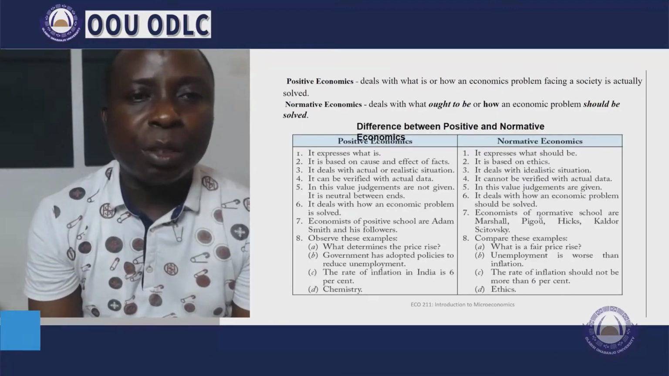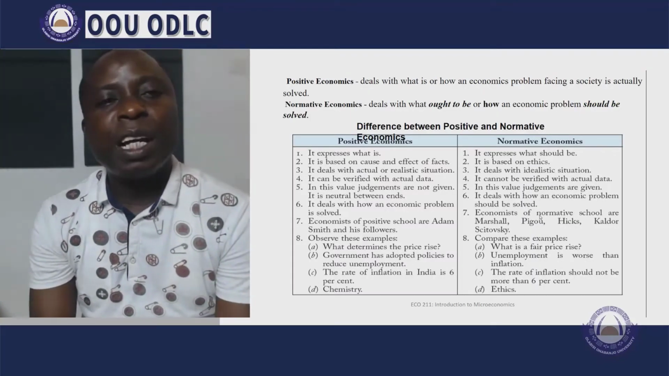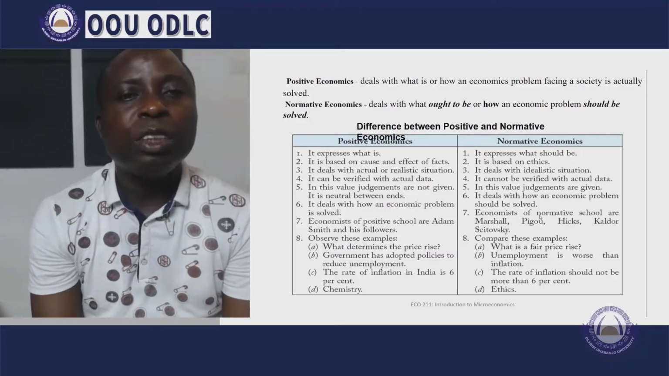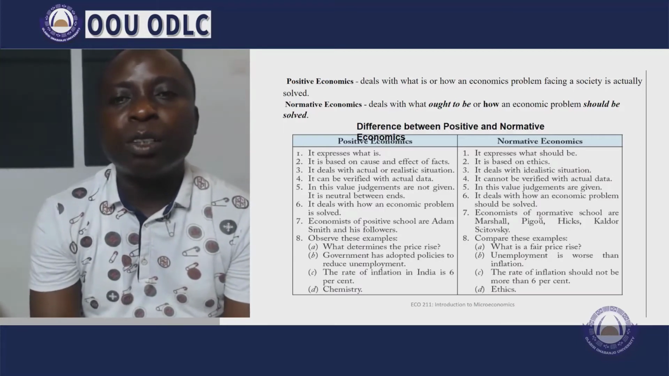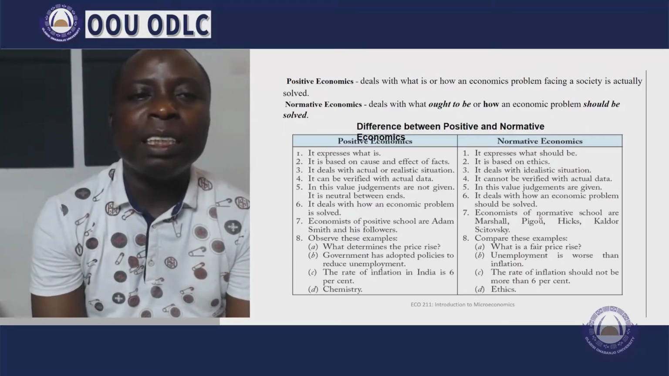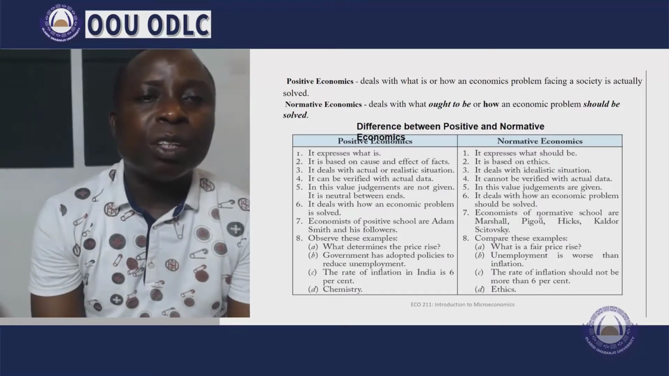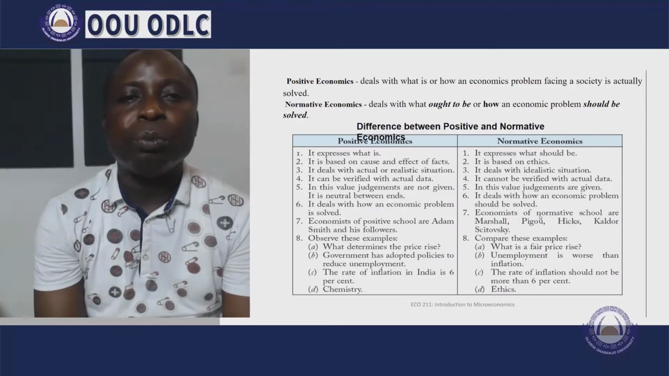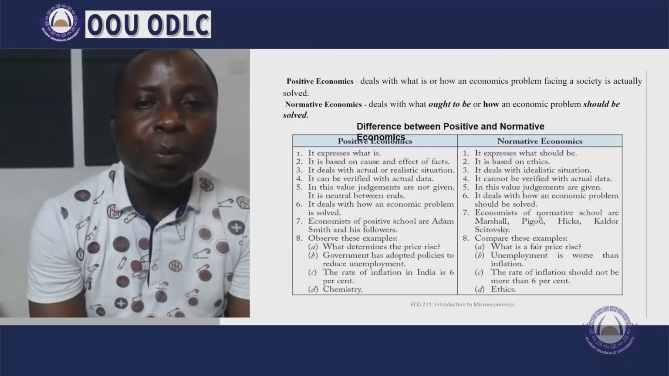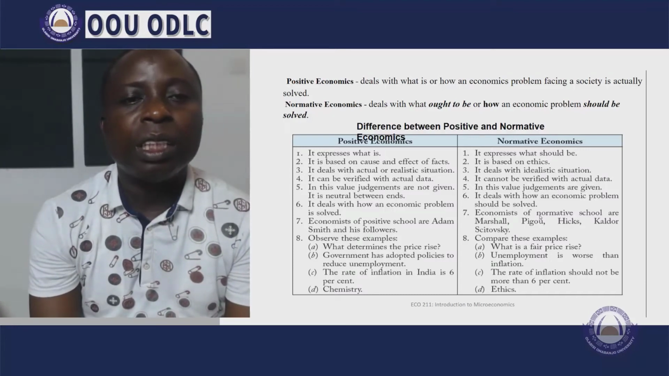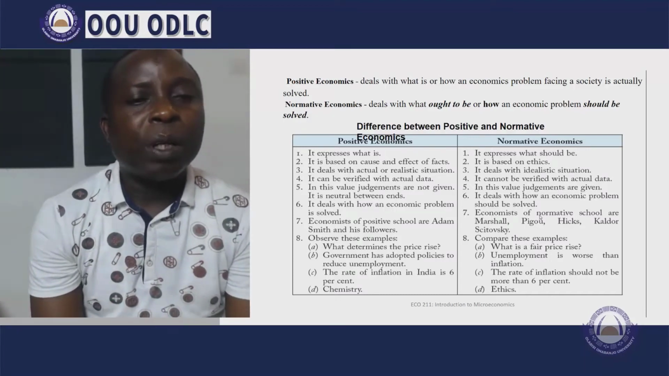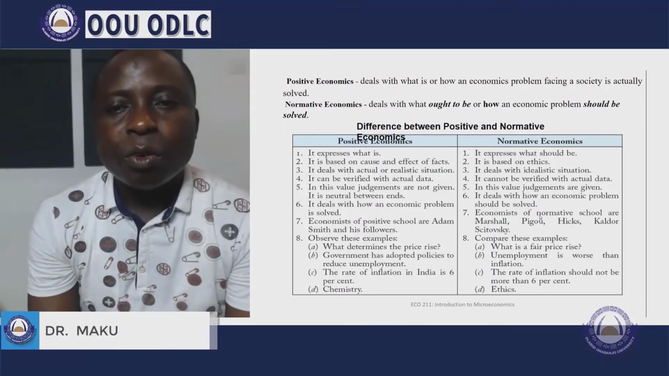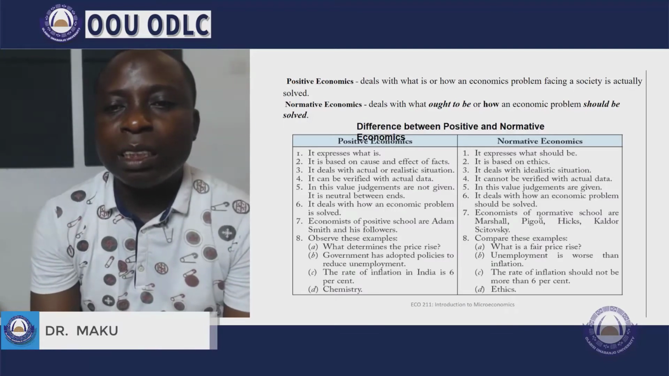Positive and normative economics. Positive economics deals with what is, or how an economic problem facing a society is actually solved, while normative economics deals with what ought to be, or how an economic problem should be solved. The differences between positive and normative economics include: positive economics expresses what is, while normative economics expresses what should be.